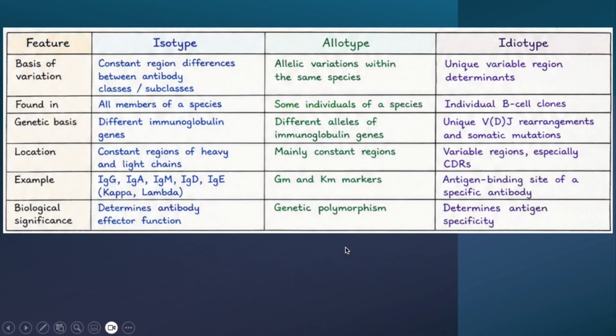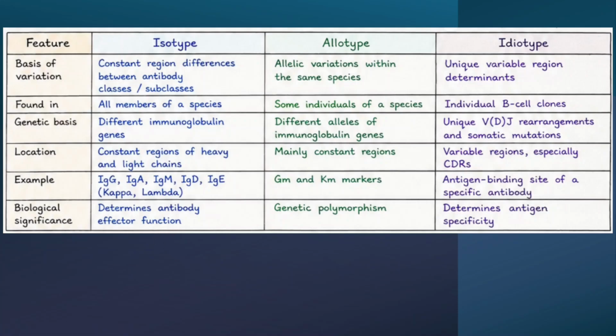Talking about biological significance, the isotype determines the antibody effector function. For example, IgM is responsible in the primary immune response. IgG is responsible in secondary immune response. It provides other functionality like opsonization, neutralization. IgE is responsible in allergic immune responses. IgA is functioning in mucosal immunity. So it determines the effector function.